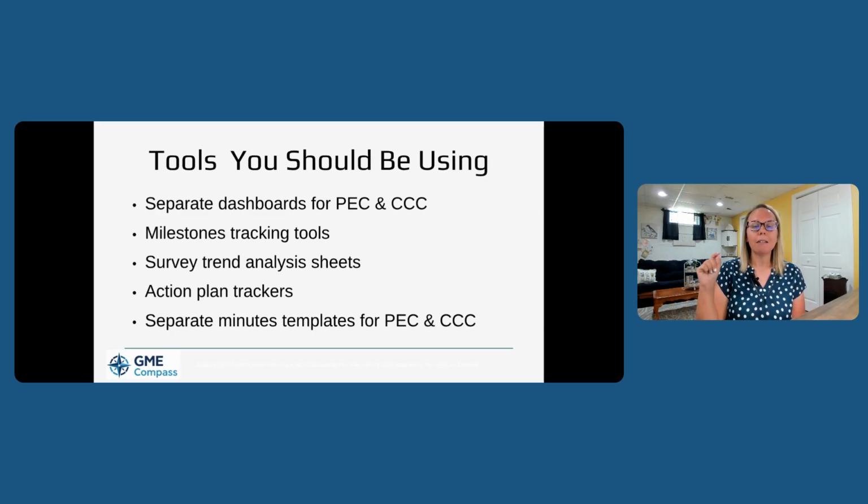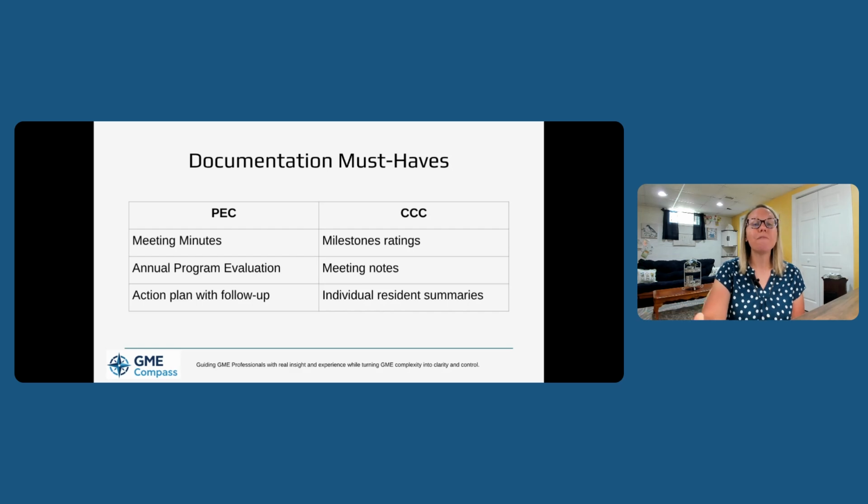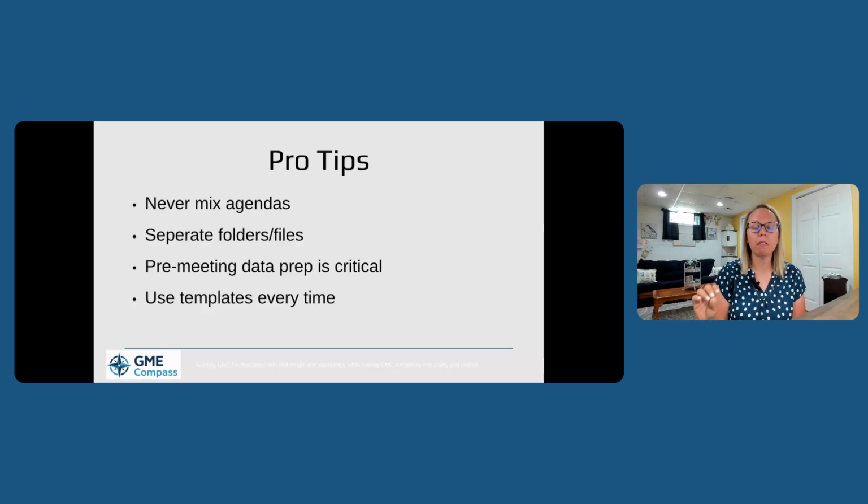But again, templates create consistency and consistency creates defensibility. If you remember nothing else, remember that. That's extremely important, not only for PEC and CCC, but really all things in terms of program accreditation and oversight. So again, documentation's everything. Your documentation should clearly demonstrate what was reviewed, what decisions were being made, who is responsible, and what follow-up is occurring. Weak documentation is one of the biggest vulnerabilities that programs face.